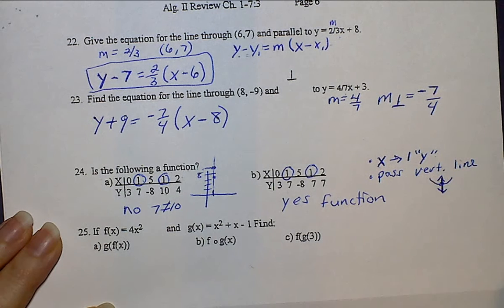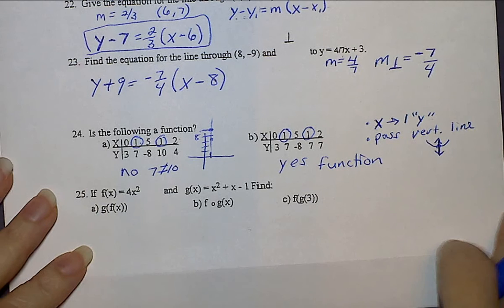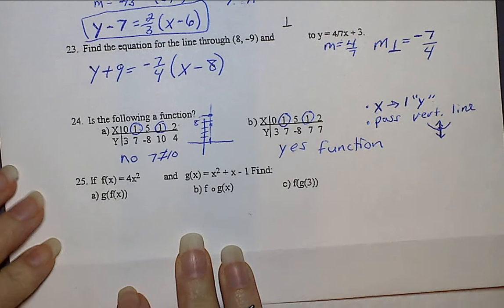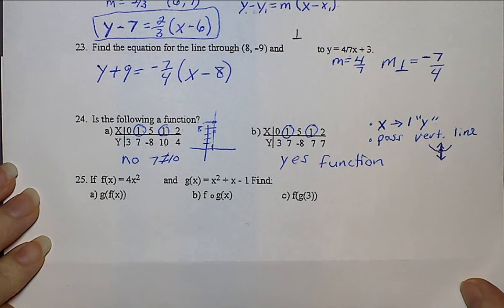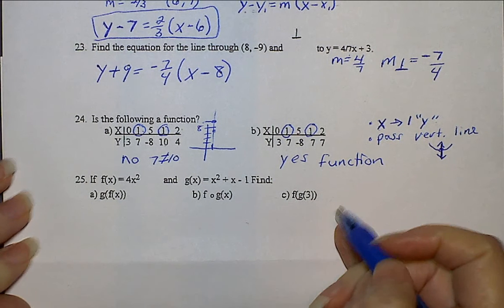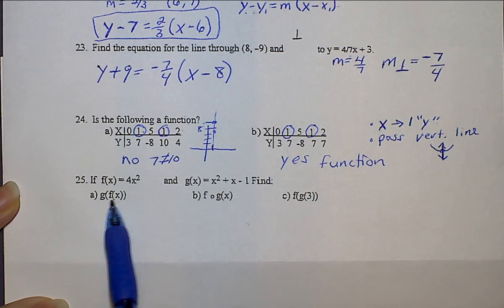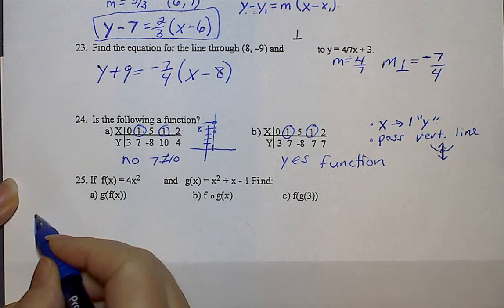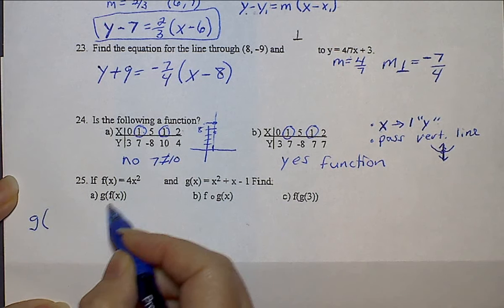Alright, so now we have number 25. 25 gives me two functions, and it says to find g of f of x. So I'm going to put it way over here because I know I need a lot of space for b. So g of f. Now what is f?